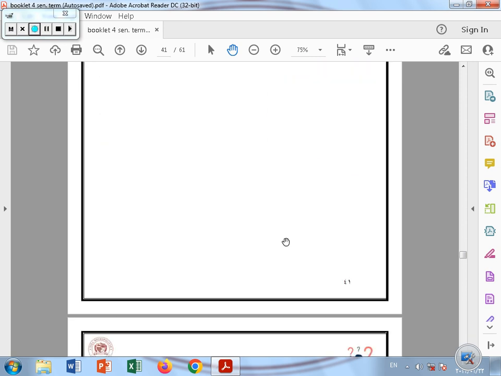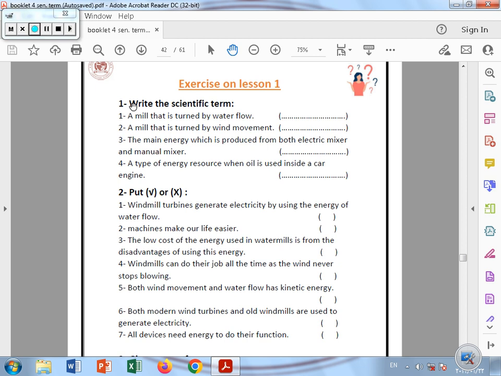Okay, let's move to the questions. Firstly, write the scientific term. Number 1, a mill that is turned by the water flow. Excellent, the water mill. Number 2, a mill that is turned by wind movement, it's windmill. Number 3, the main energy which is produced from both electric mixture and the manual mixture, the energy that is produced. Excellent, the kinetic energy.